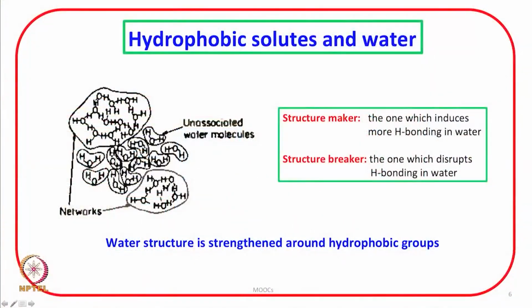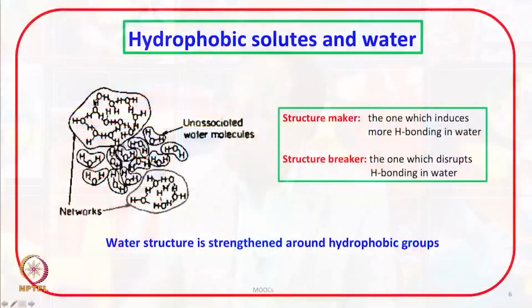So, when a hydrophobic moiety is added to an aqueous solution, let us take a look at this slide. Since hydrophobic molecules do not like water, they will tend to be away from water, and in this process they will induce more hydrogen bonded structure in water, because they cannot form hydrogen bonds with water, they cannot form polar interactions with water, they like to be away from water, and it results in more hydrogen bonded structure in water. That means the equilibrium is shifted towards the regular hydrogen bonded tetrahedral network. Therefore, that is why this comment is written over here, that water structure is strengthened around hydrophobic groups.